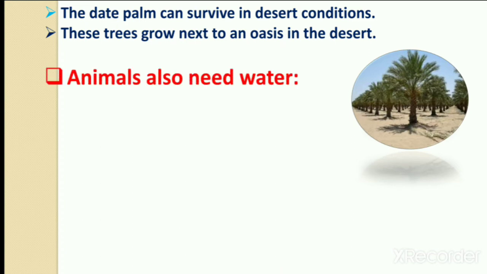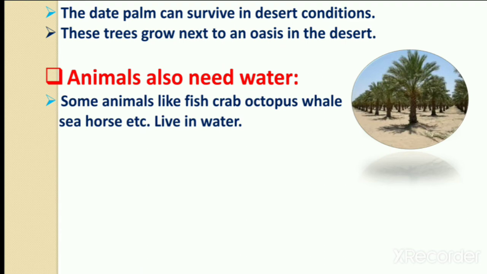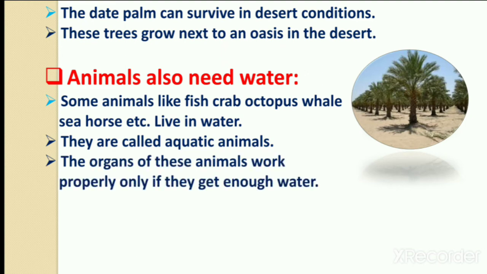Animals also need water. Some animals like fish, crab, octopus, whale, sea horse, etc. live in water. They are called aquatic animals. Who are aquatic animals? The animals which live in water are known as aquatic animals. The organs of these animals work properly only if they get enough water.